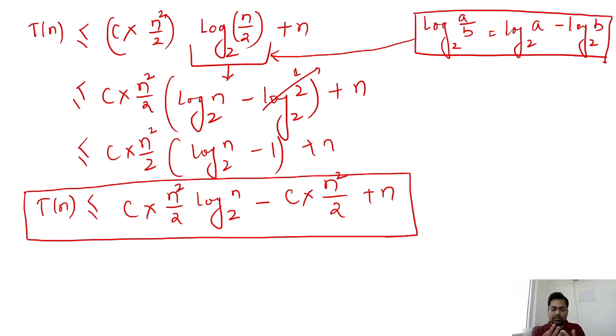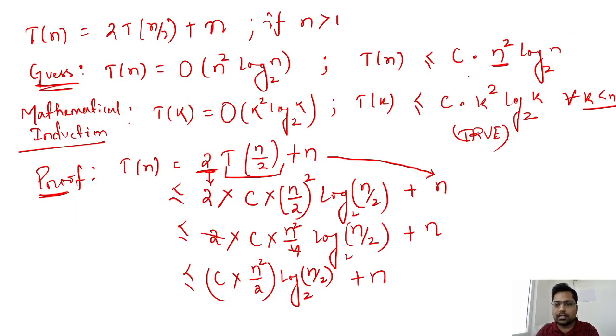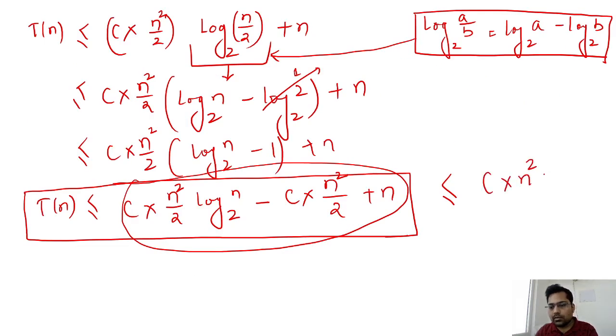The main problem is whether we accept this case or not. Remember, to find a proper case, your target should be the answer which you got as the proof. Whatever value you are getting for c into n square, you can take the value of c and the value of n, where n is considered as n naught here. If this value is less than or equal to the guess you have taken, the guess is c into n square log n, which you have already taken, then you accept and say your guess is correct.